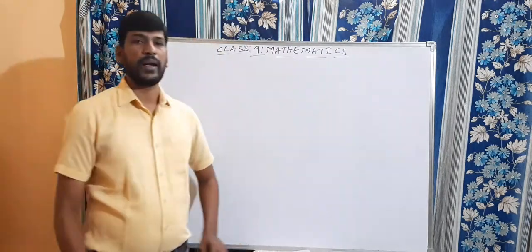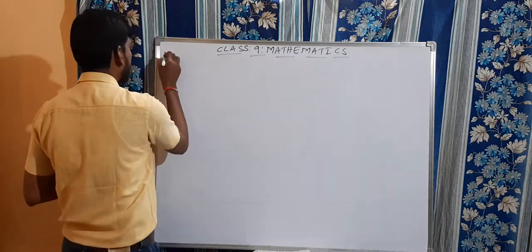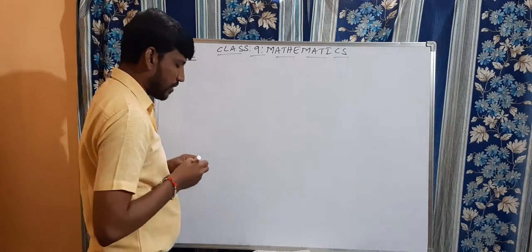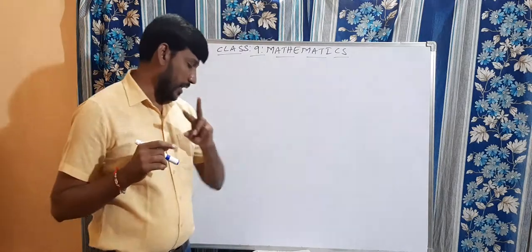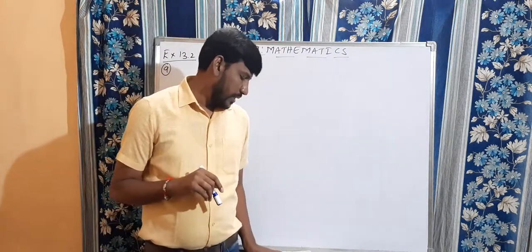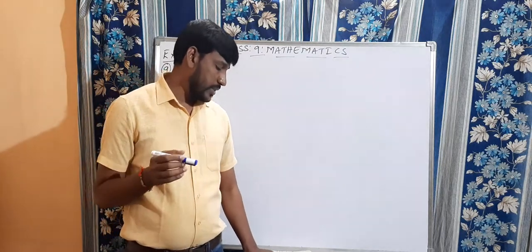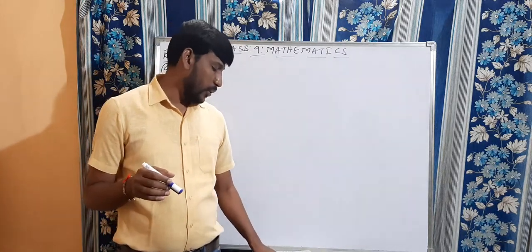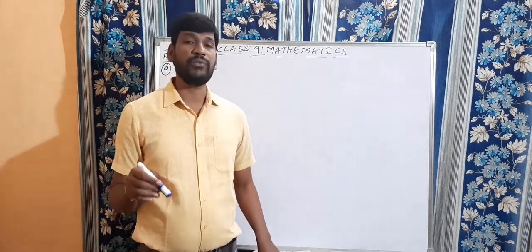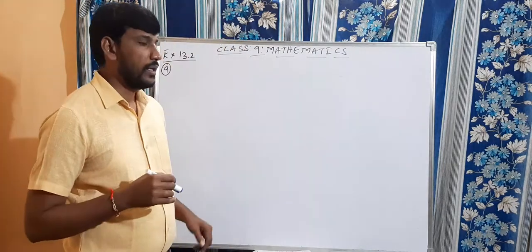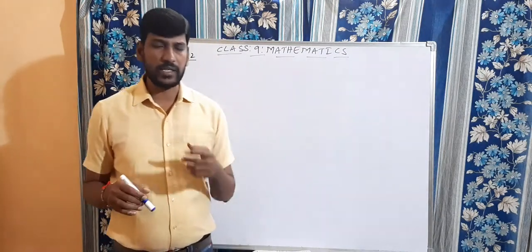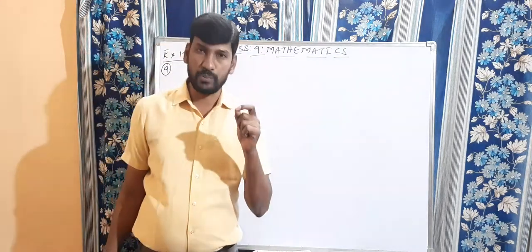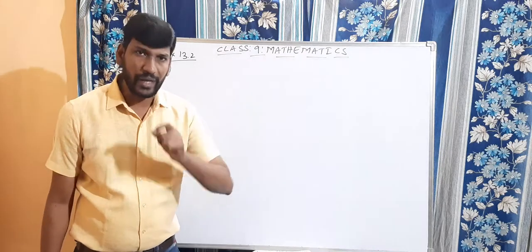Start from question number 9, okay? Exercise 13.2, question number 9. Here, I am going to read the question, you just listen. There are two sub-questions. The first question is, find the lateral or curved surface area of a closed cylindrical petrol storage tank that is 4.2 meters in diameter and 4.5 meters in height. So here they are asking to find the lateral or curved surface area, CSA, of the cylinder. The given dimensions are, the diameter of the base is 4.2 meters and the height is 4.5 meters.